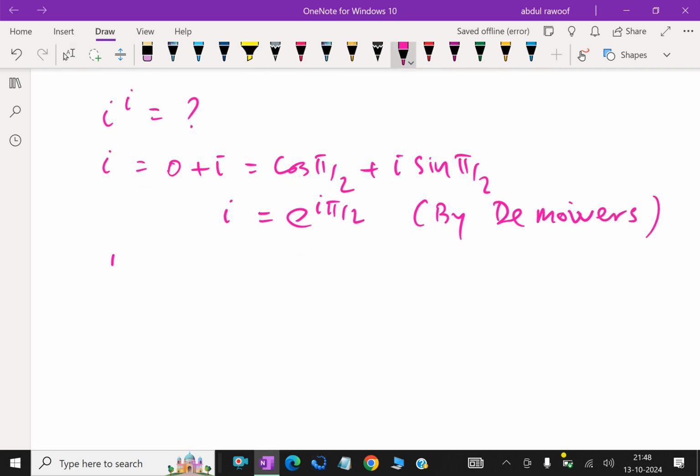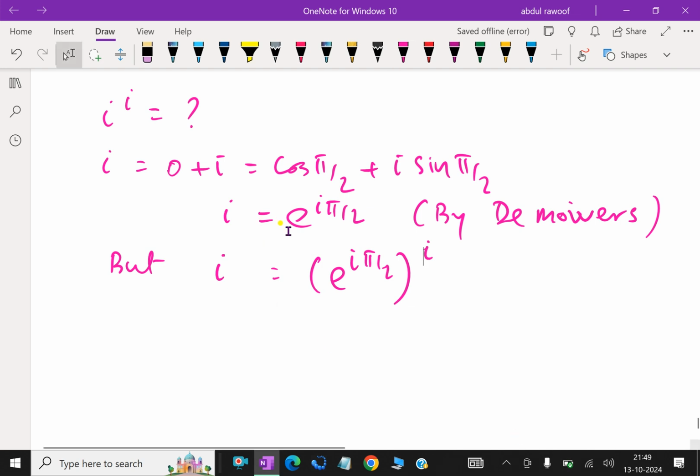Now, we need the square root of i. No, not the square root of i. Here we need i power i. We already expressed i as e power i pi by 2. So we need i power i, which is e power i pi by 2, the whole power i.